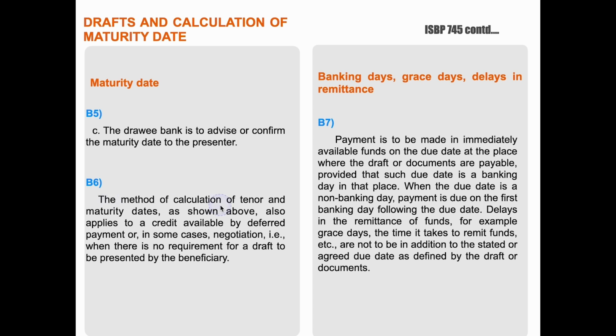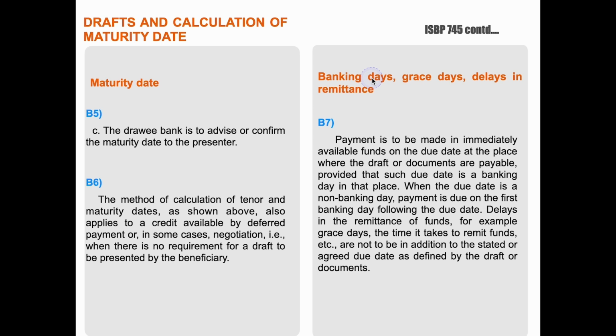Next one is, the method of calculation of tenor and maturity dates as shown above also applies to a credit available by deferred payment or in some cases negotiation, that is when there is no requirement for a draft to be presented by the beneficiary. We have already discussed draft is not a mandatory document for all methods of settlement except LC available by acceptance, which doesn't mean the logic which we have discussed just now is not applicable to the other methods of settlement. Even in deferred payment, draft won't be there. Also in negotiation, draft is not mandatory. Still, the logic can be applied to calculate the tenor and maturity dates as we discussed just now.